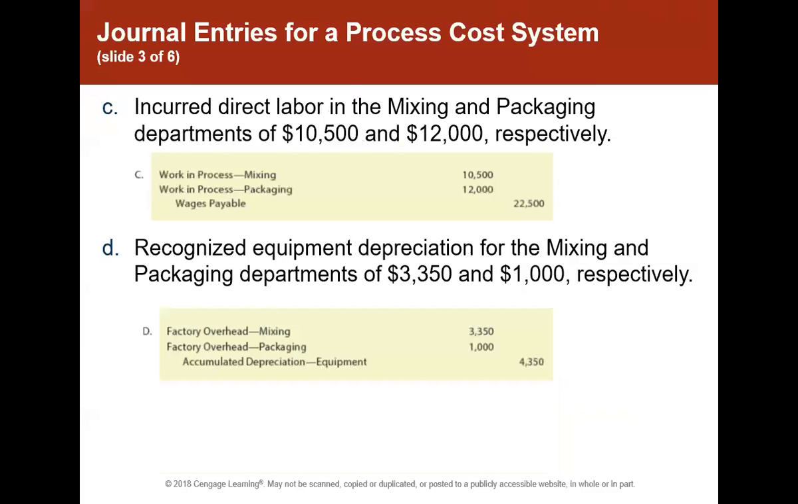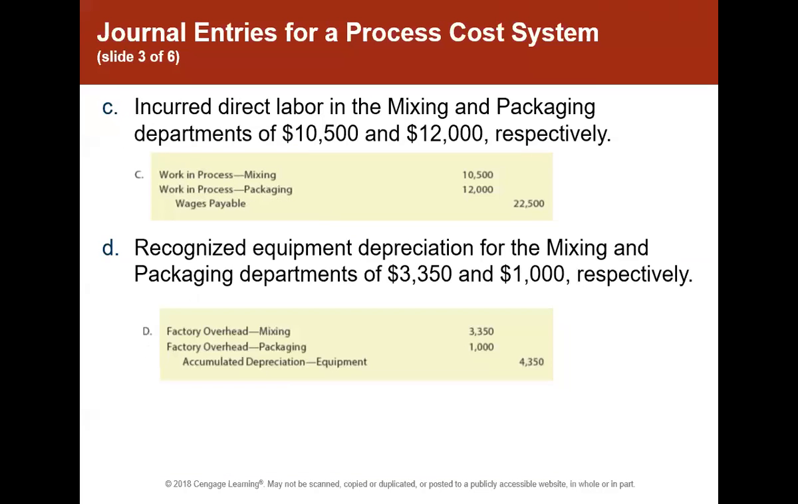Same with labor and overhead. We're just separating it out. Labor, 10,500 to mixing, 12,000 to packaging, total labor is 22,500. Overhead, they just give us the total, but we now know how to calculate the predetermined overhead rate. We already did. Overhead for mixing, $33.50. Packaging, $1,000. And that was for depreciation on the equipment, so $43.50 gets credited there.